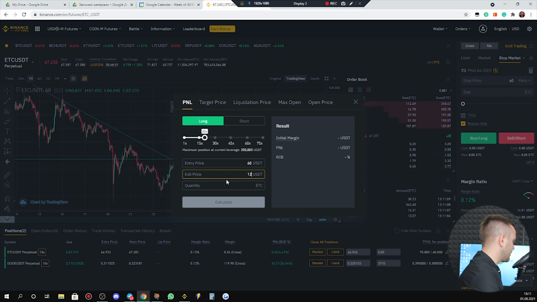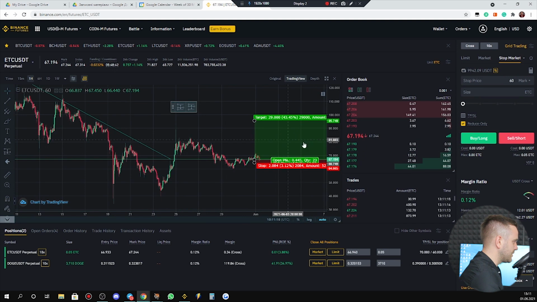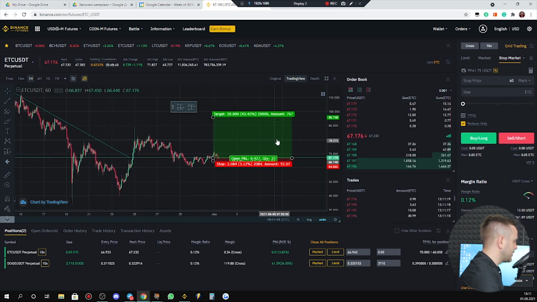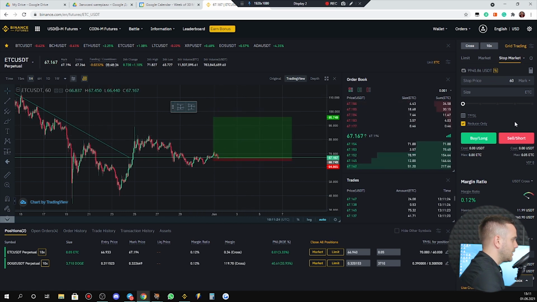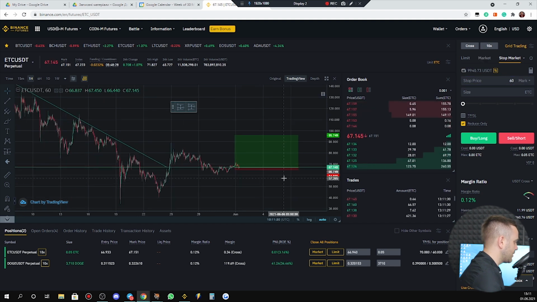because you can calculate your entry point, exit point, and the amount of coins that you buy, and you can calculate exactly how much money you will make and how much money you will lose. But I personally use TradingView. For me, it's enough, because TradingView gives me a full understanding of what numbers I plan to read.